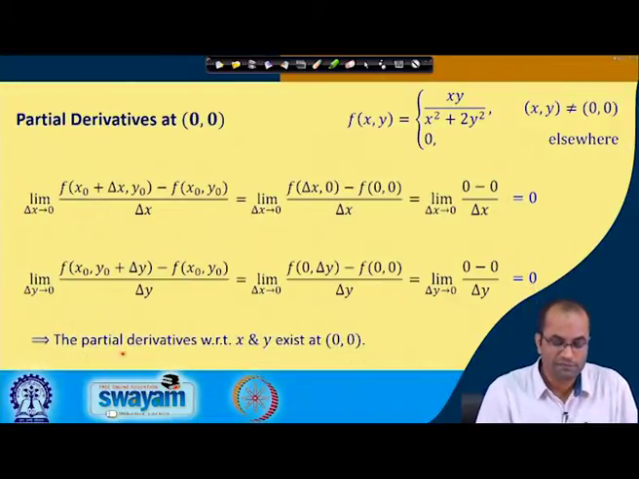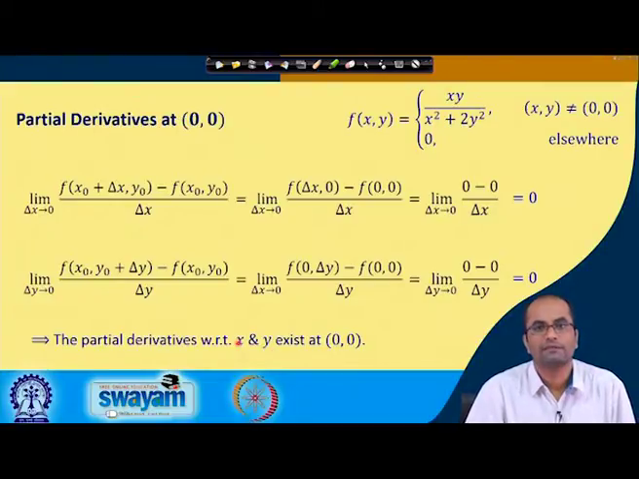So, both the partial derivatives with respect to x and with respect to y exist. The value of the partial derivatives in both cases is 0, and the function was not continuous in this case.